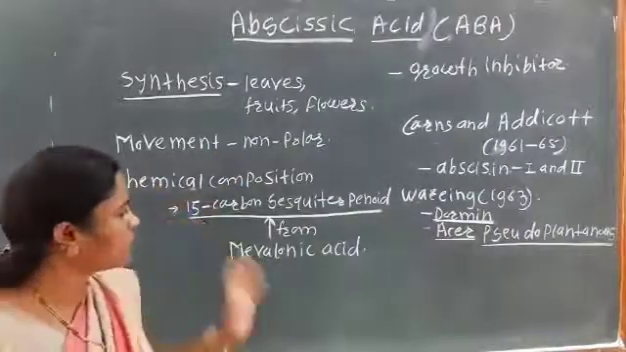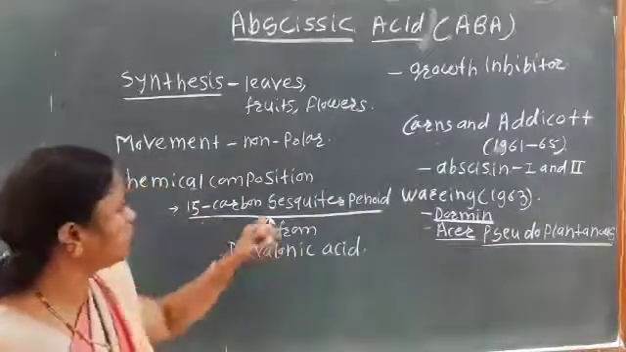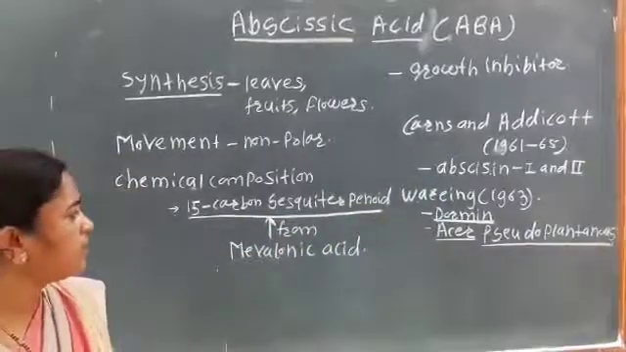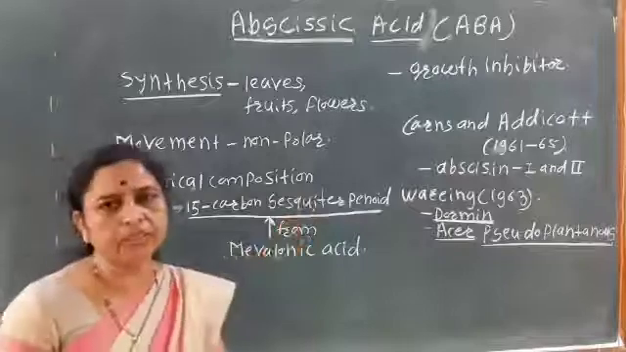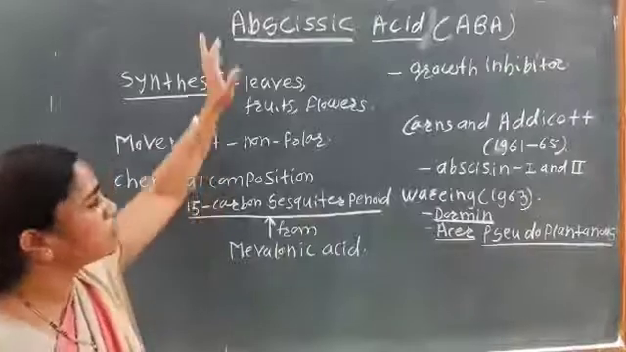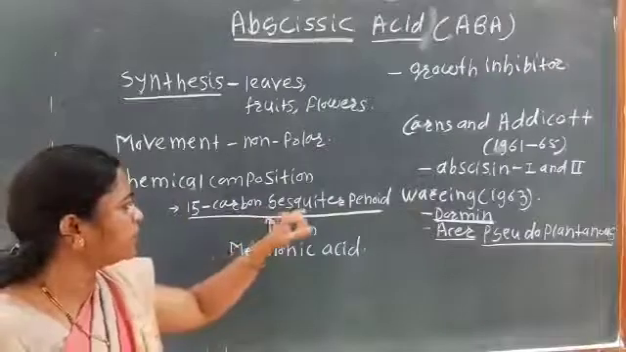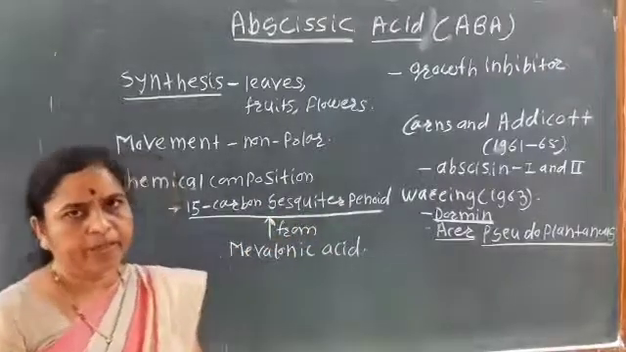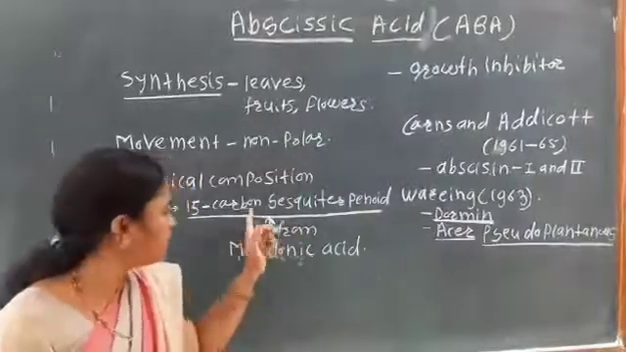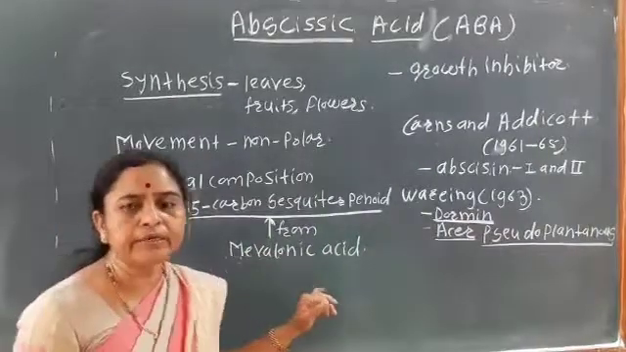And the chemical composition: abscisic acid is a 15 carbon sesquiterpenoid. That is, chemically, this is the form of abscisic acid, a 15 carbon sesquiterpenoid, and it is mainly synthesized from mevalonic acid.